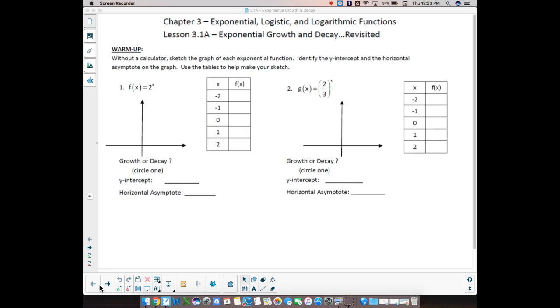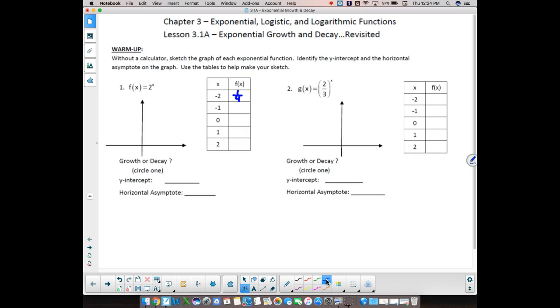Okay? So, without a calculator, sketch the graph of each exponential function. Identify the y-intercept and the horizontal asymptote of the graph. Use the tables to help make your sketch. We can handle that. If I plug in -2 into this function, 2 raised to the -2 power is what? 1/4. So this function goes through the point (-2, 1/4).